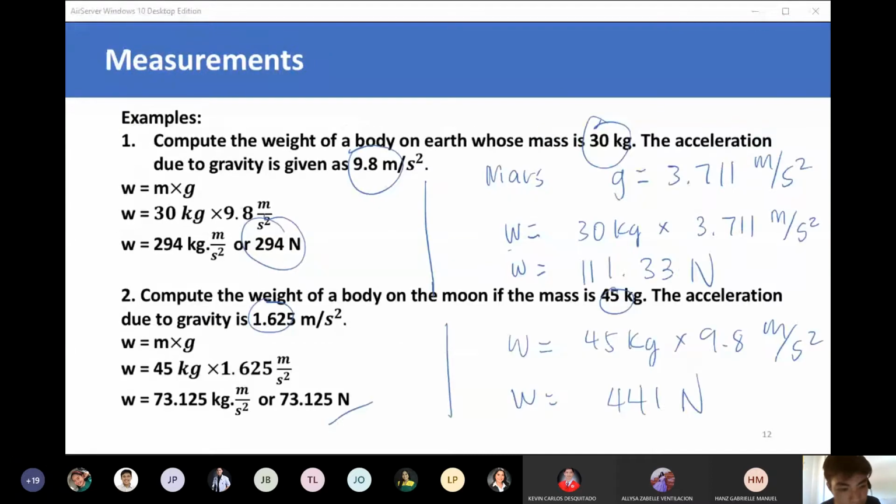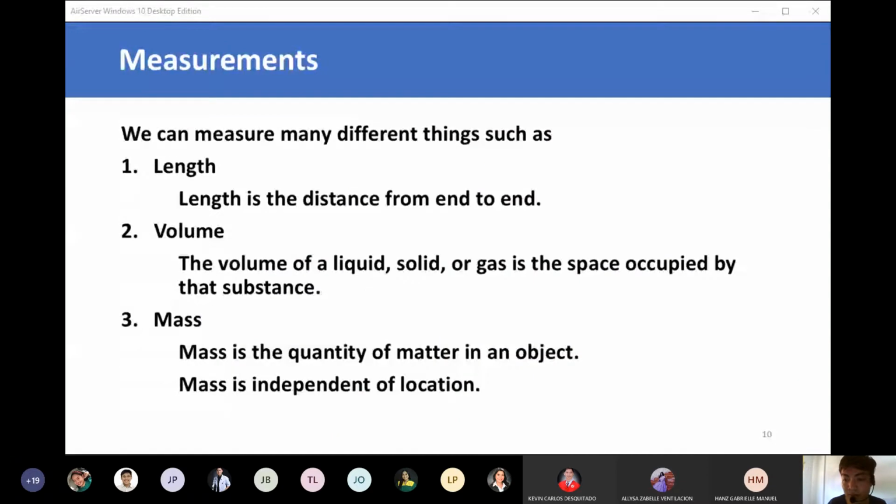The value 1.625 is the constant for the moon. For Earth, that's 9.8. For Mars, that's 3.711. So they are different. We can look up the gravitational constants on Google if necessary. So again, we have different types of measurements.